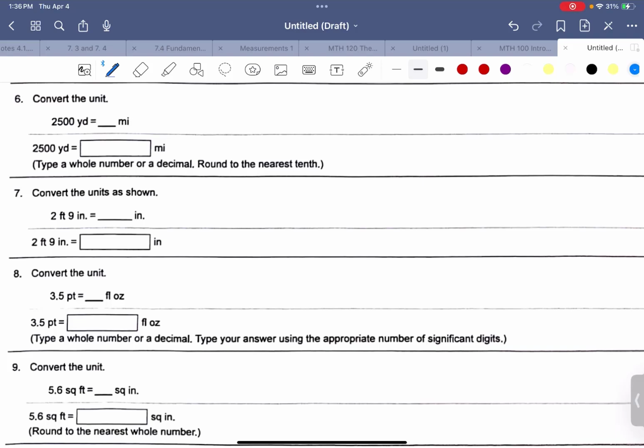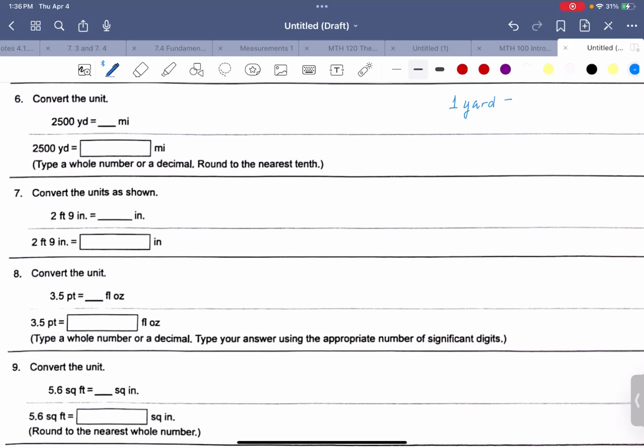Example 6. Convert the units 2,500 yards to miles. So first we need a conversion factor. I know, and we're going to need more than one, possibly. You could look at your sheet and you could find yards to miles. Okay? However, let's do it with things that we know.